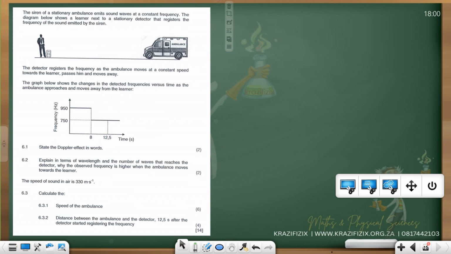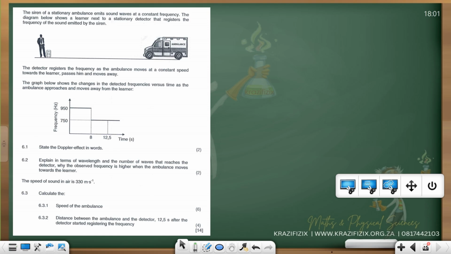The siren of the stationary ambulance emits sound wave at constant frequency. The diagram below shows a learner next to the stationary detector that registers the frequency of the sound emitted. The detector registers the frequency of the ambulance as the ambulance moves away at constant speed towards the learner.